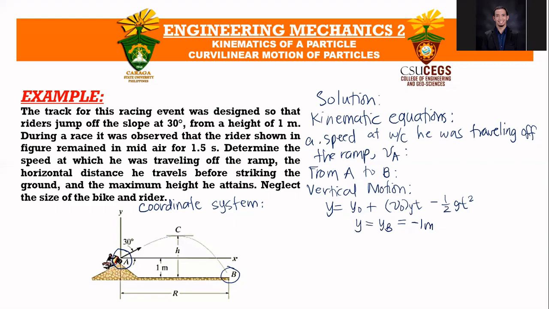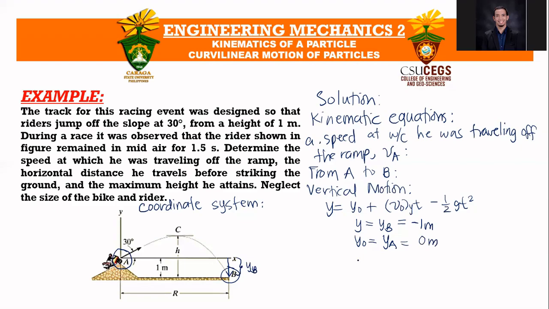So ang imuhang yB is this one. So pababa man siya, that would be your yB. So that would be equal to negative 1 meter. For the y0, which is the initial position, that is equal to yA. And since the point A is our initial position and it acts on the origin, so ang atong yA would be equal to 0 meters.